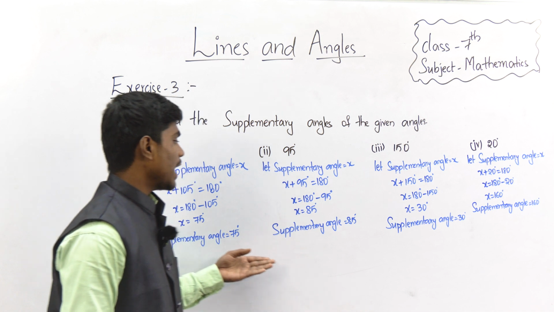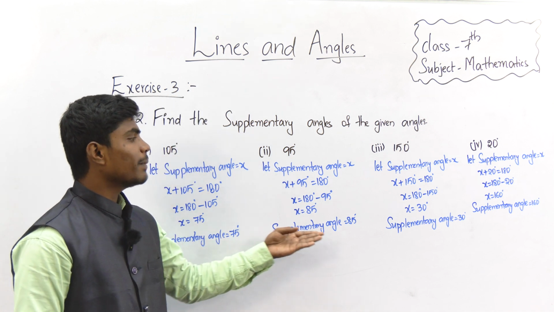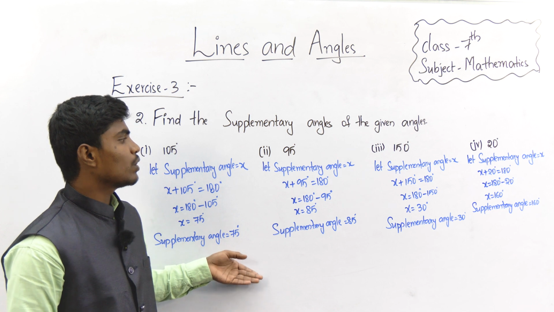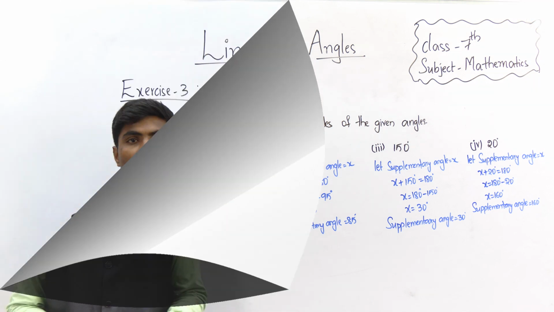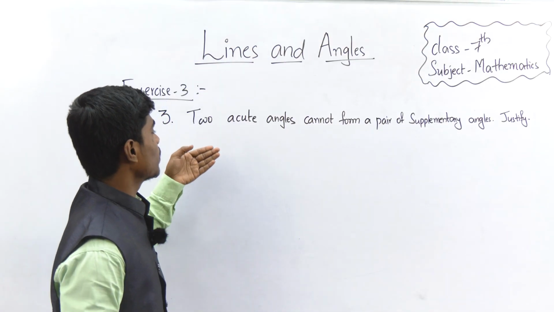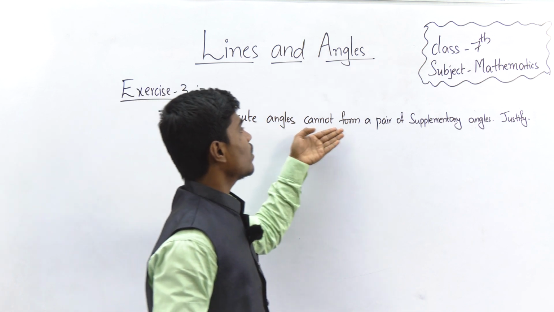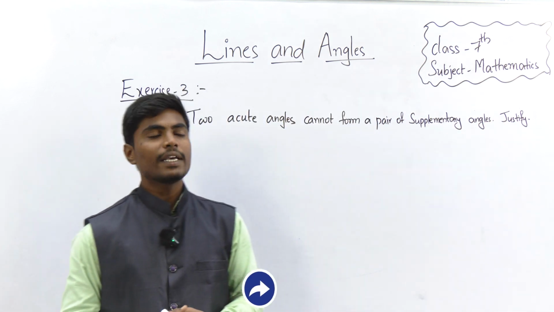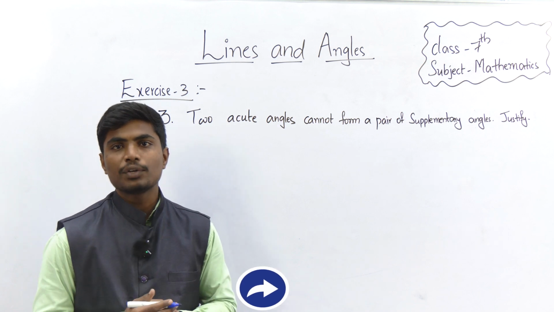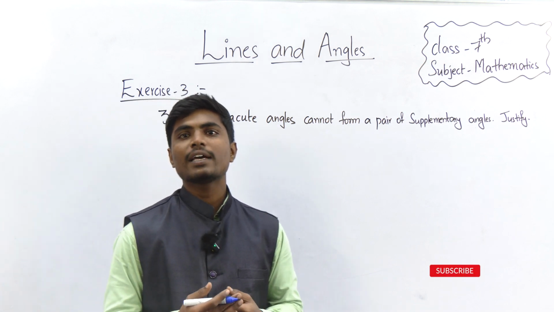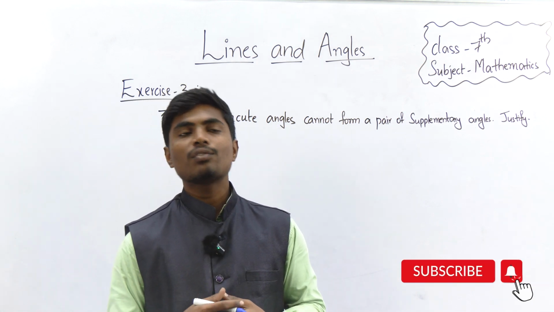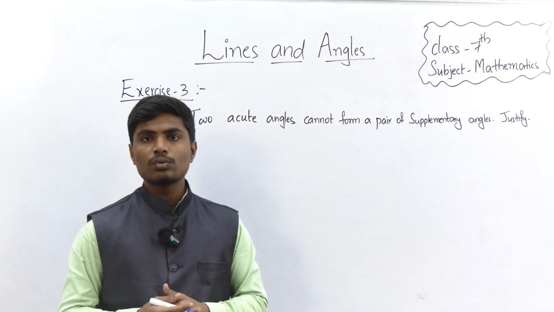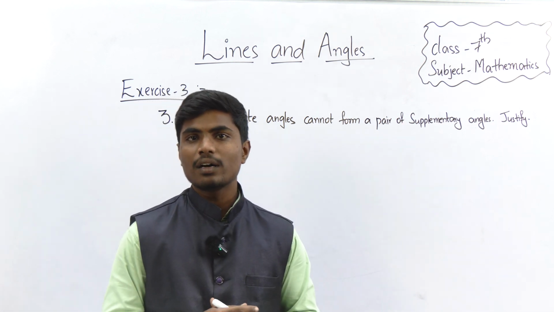Okay, here we have found the supplementary angle to the given angle. This is the solution for the second problem. Now let's move to the third problem. Two acute angles cannot form a pair of supplementary angles, justify. Here he is saying that two acute angles, meaning angles less than 90 degrees, cannot form supplementary angles. If this statement is true, we have to justify it.